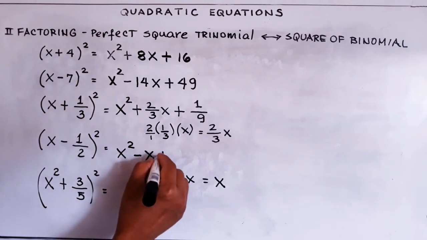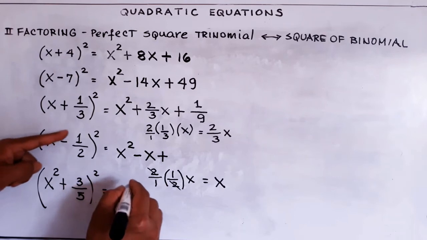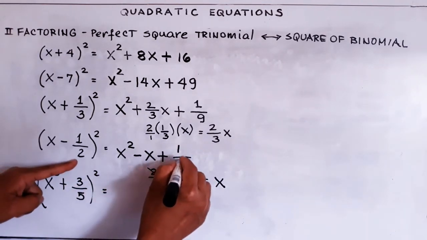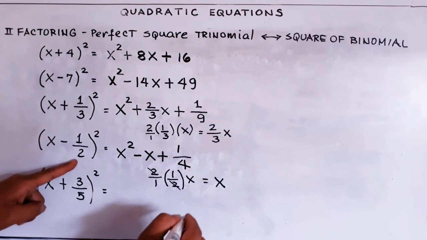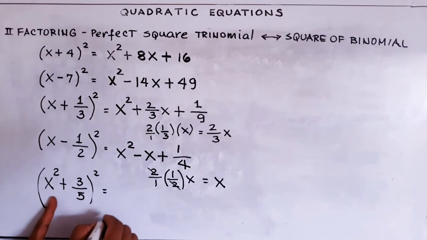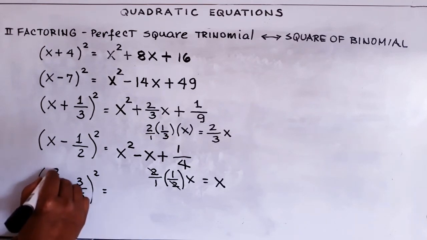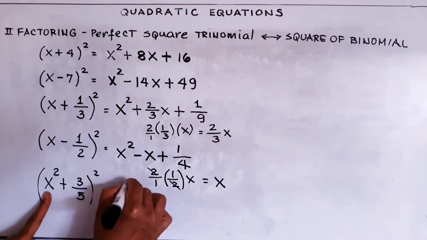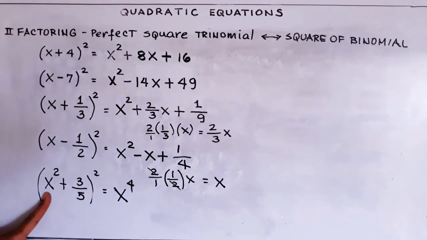And this one is always plus. And then we have 1 times 1 is 1. And 2 times 2 is equal to 4. The last one here is x squared times x squared, which is x to the 4th power.